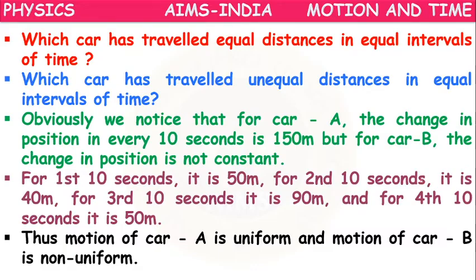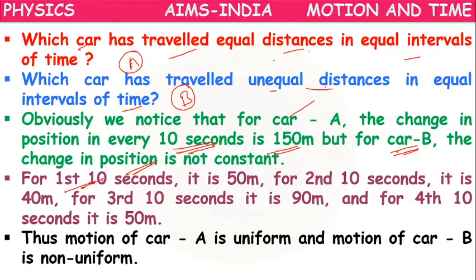That is an example of non-uniform motion. So next, if you get questions like this, which car has traveled equal distances in equal intervals of time? We can tell car A. Which car has traveled unequal distances in equal intervals of time? We can tell car B. Why? We have noticed that for car A, the change in position for every 10 seconds is 150 meter. But for car B, for the same 10 seconds, the change in position is not constant.